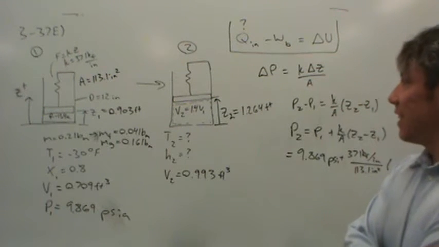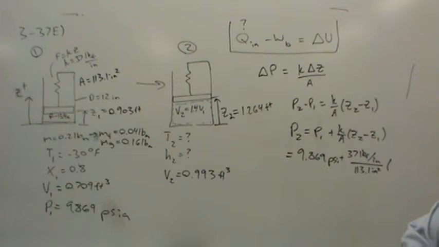I got 11.27 PSI, I think, if I typed everything in right. Well, let's get the height change first. Oh, you did it right, I got 11.286 PSIA. Okay, but what about the height change?